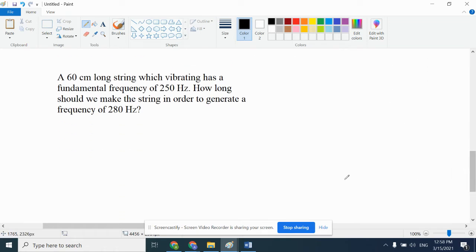My next and last example, let's say we have a 60 centimeter long string, and when it's at the fundamental frequency, it vibrates at 250 hertz. So the question is, how long do we make the string in order to give it a frequency of 280? Now, if you notice an instrument, say like a violin, it has 4 strings. So that would limit dramatically how many frequencies could be generated on this string.